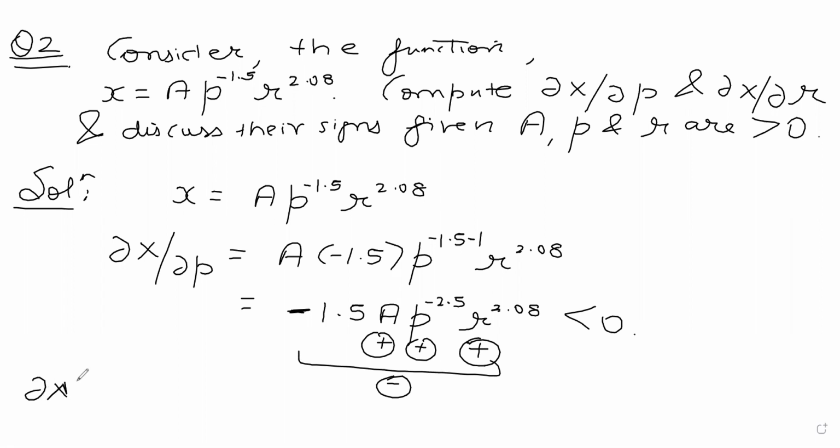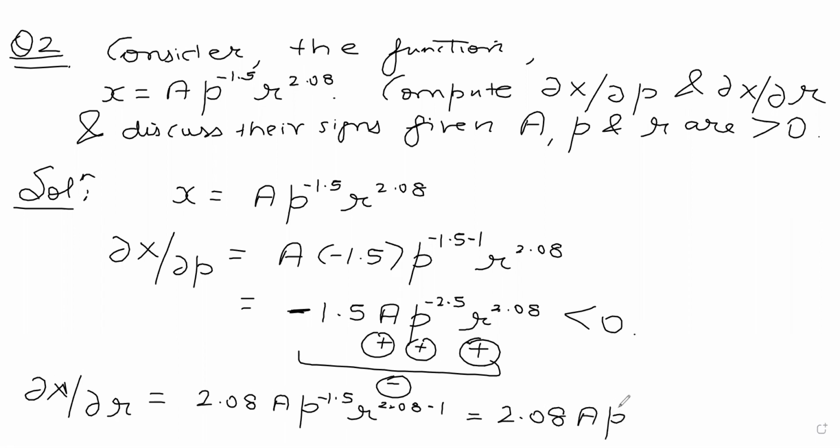And similarly, quickly do del x by del r, so it's going to be 2.08 a p to the power minus 1.5 r to the power 2.08 minus 1, which comes out as 2.08 a p to the power minus 1.5 r to the power 1.08. This is positive, this is positive, this is positive, this is positive, whole term is positive. So for this question, del x by del p is negative and del x by del r is positive.